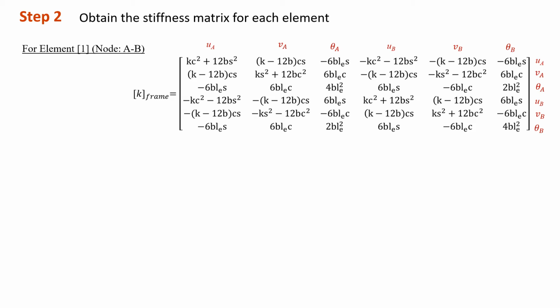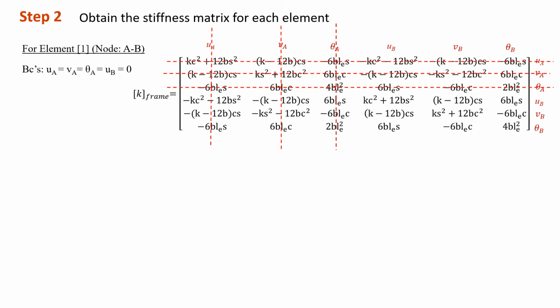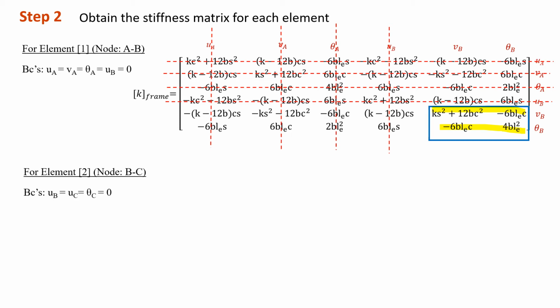Therefore, we can eliminate those rows and columns from the beginning. For that, we have to refer to our boundary conditions, which for element 1, we know that UA, VA, theta A, and UB are equal to 0. Thus, we can eliminate those rows and columns. For example, row and column UA, row and column VA, row and column for theta A, and the last one, row and column for UB. So only these 4 parameters we have to solve in order to obtain the stiffness matrix for element 1.